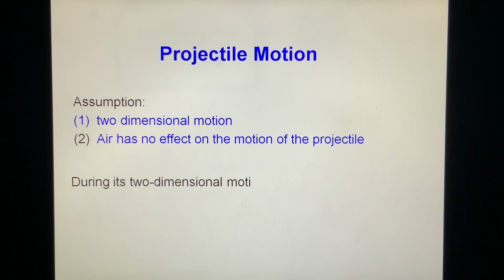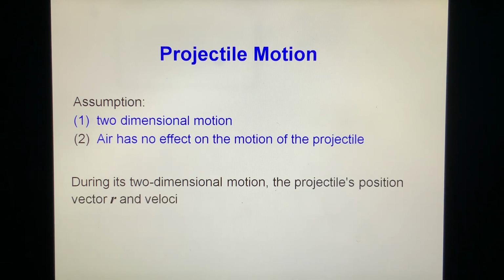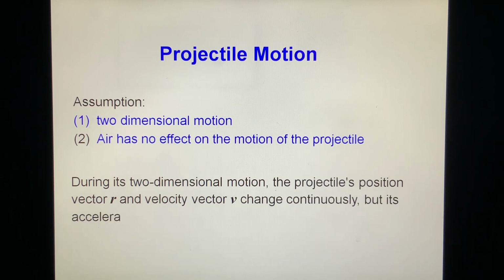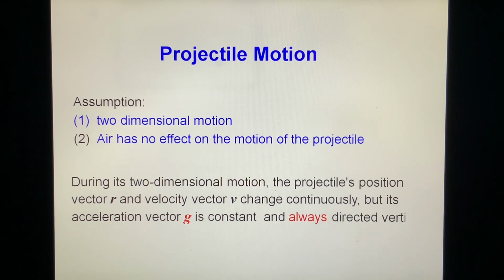During its two-dimensional motion, the projectile's position vector r and velocity vector v change continuously, but its acceleration vector g is constant and always directed vertically downward.